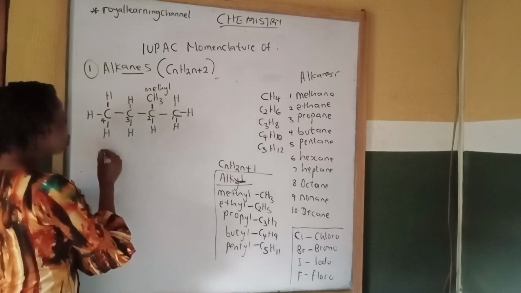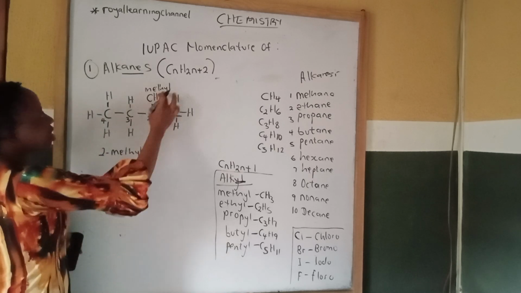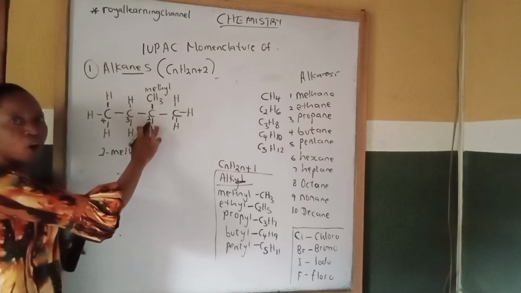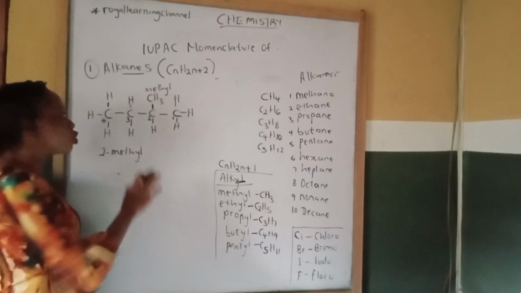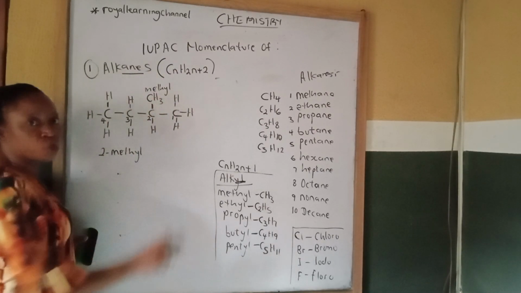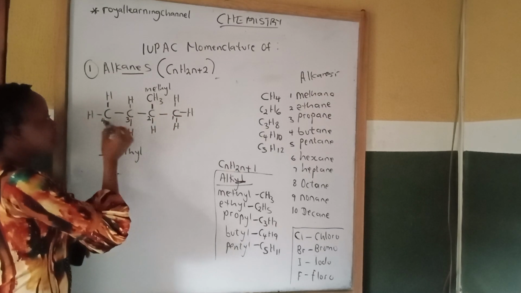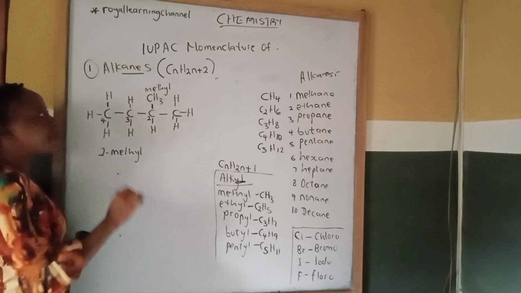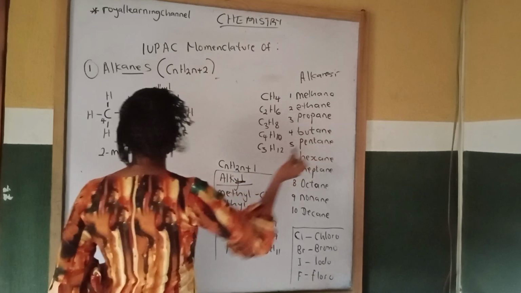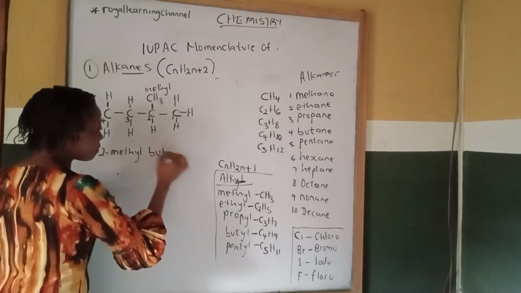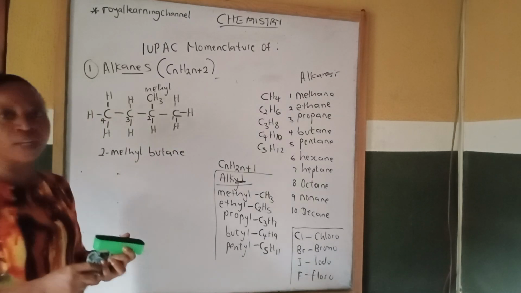So what will you call it now? 2-methyl. Why? Because this methyl, CH3, is on the second carbon atom. Since you have named the substituent attached to the root hydrocarbon, and you have only one substituent, the next thing is to name your root hydrocarbon. 1, 2, 3, 4, that would be the fourth member of alkane, which is butane. So the name of this structure is 2-methyl butane.